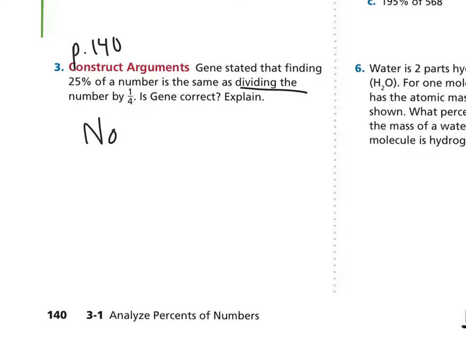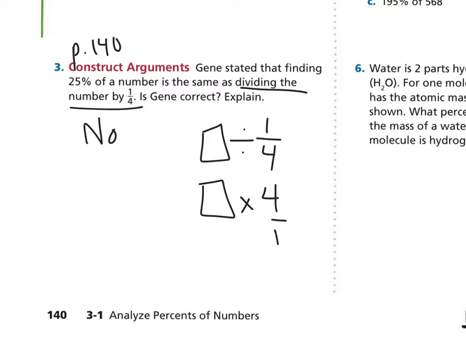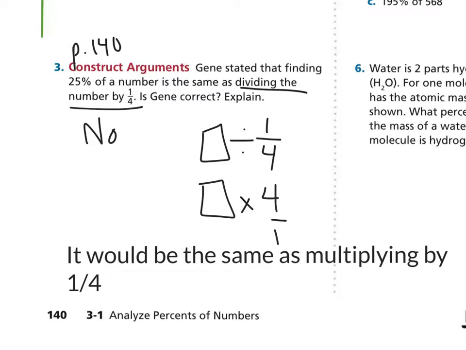If you divide something by 1/4, remember, dividing, you keep, change, reciprocals. So whatever you're dividing by 1/4, you'd be multiplying by 4. Multiplying by 4 is not the same as getting 25% of something. It would have been the same as multiplying by 1/4, not dividing by 1/4. So again, same as multiplying by 1/4, not the same as dividing by 1/4.